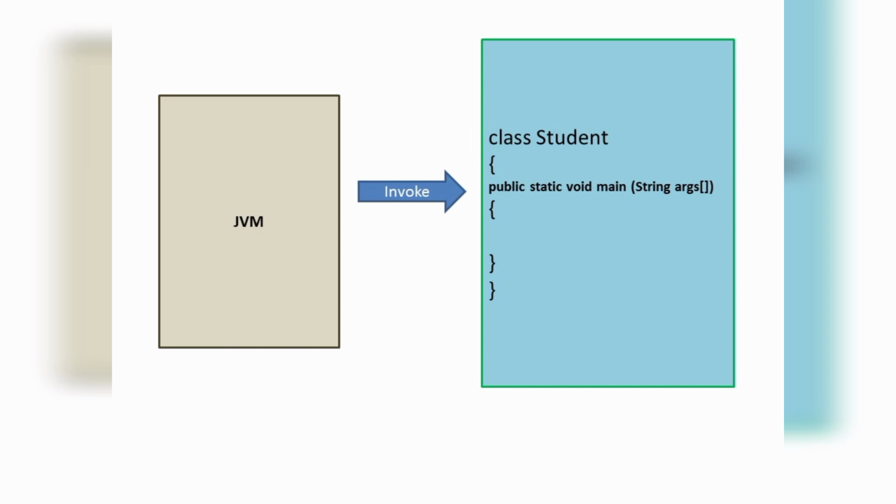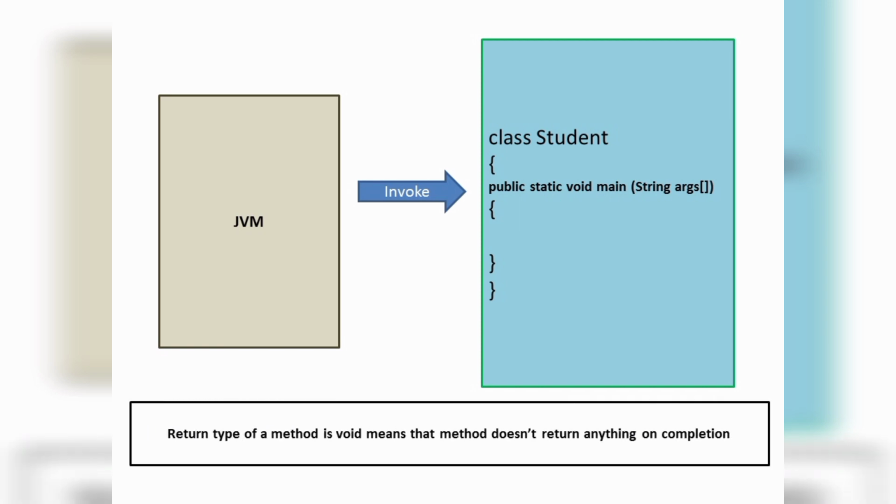Now, let us discuss what is void here. Whenever we mark a method as void, it means the return type of this method is void, which means this method does not return anything. Once the main method terminates, this class will also terminate. So post that, if the method returned some value, then what would the JVM do with that? It makes no sense, right? That is why we make this void.